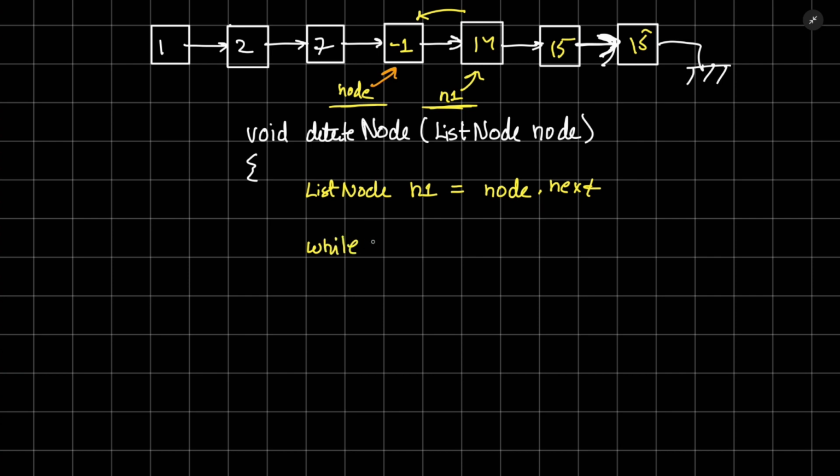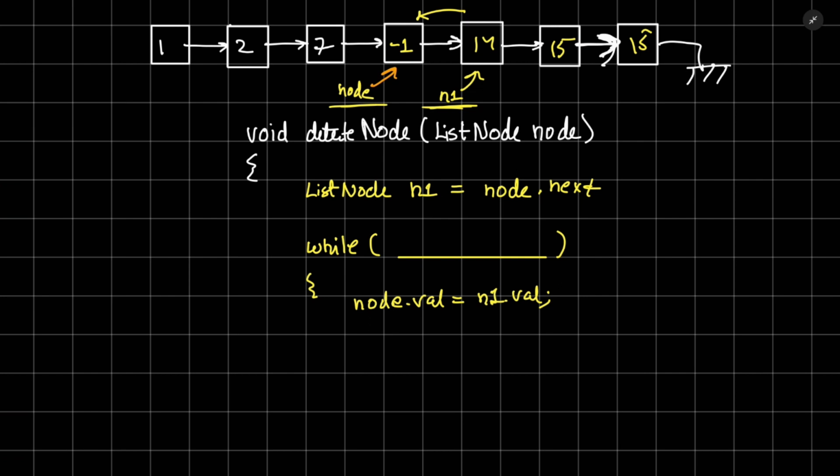While we will write the condition here in a bit. Okay, so let's say we are moving, and what we have to do is, we have to copy the value from the next node into the current node. So node dot val is equals to n1 dot val.